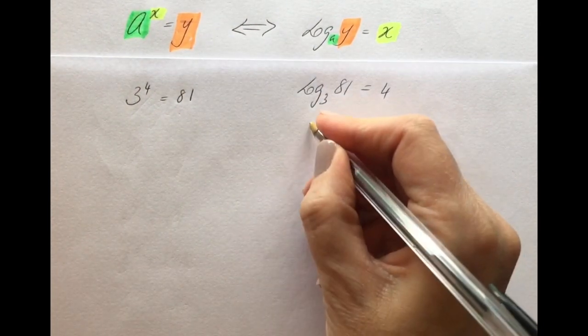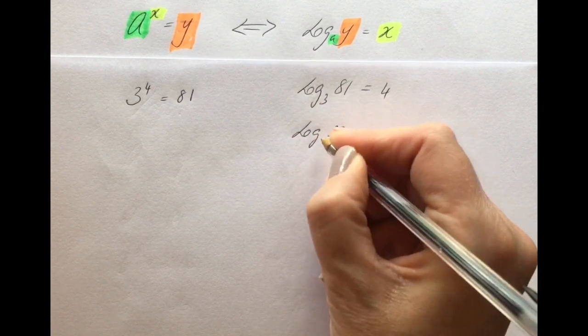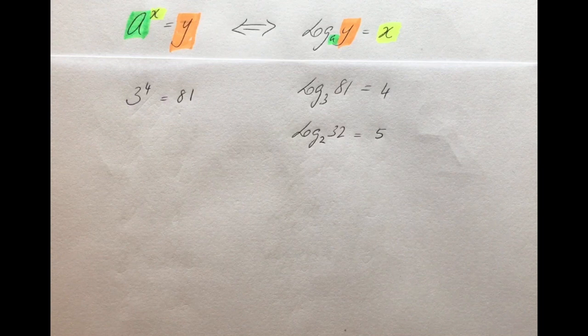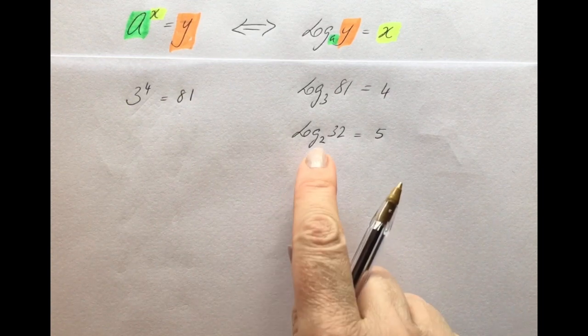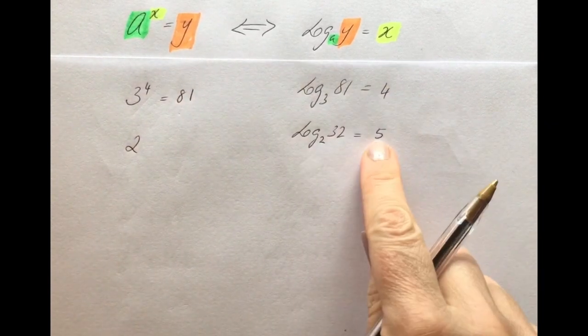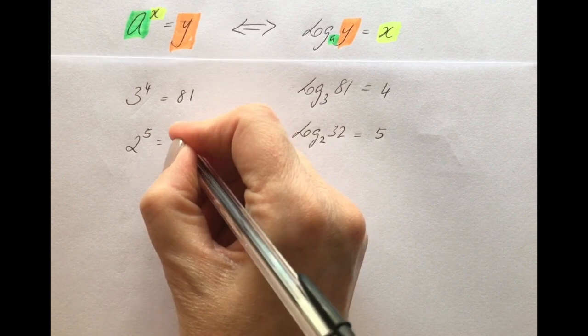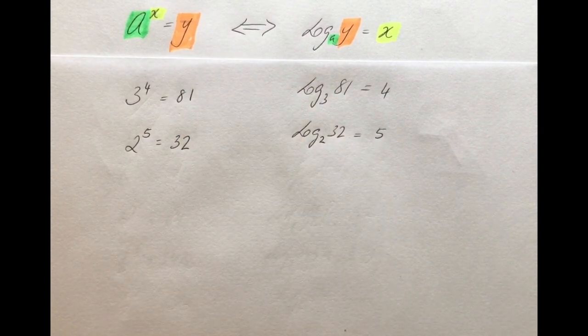Let's try another one. Let's try log of 32 in the base 2 is equal to 5. Pause the video and write this one in power form. So again, start with the base. 2 is being raised. 5 is obviously the power, because log is always equal to the power, and therefore 2 to the power 5 is, of course, 32.